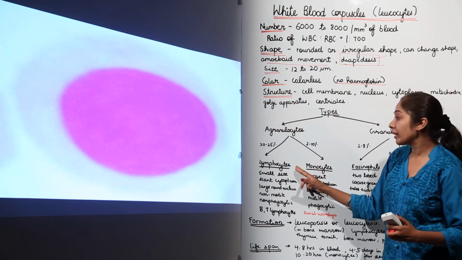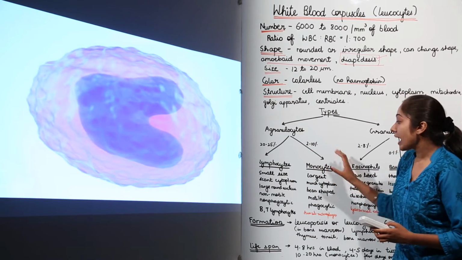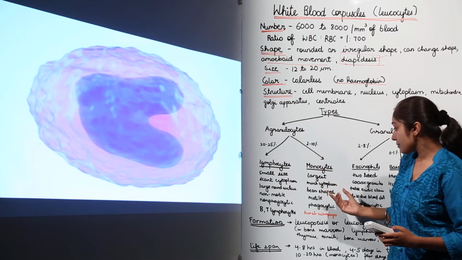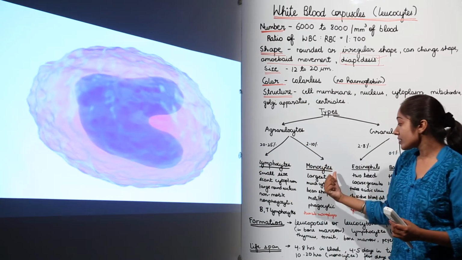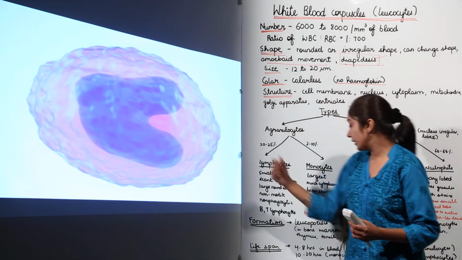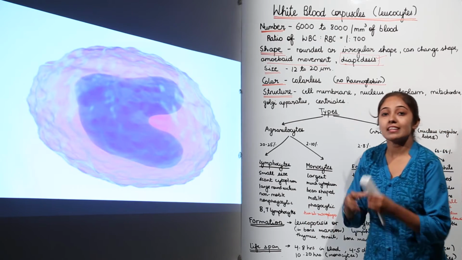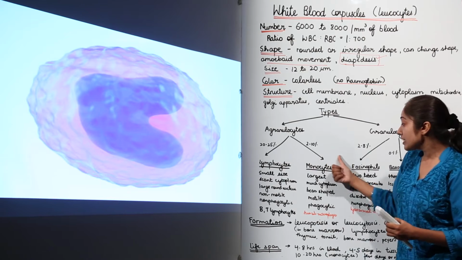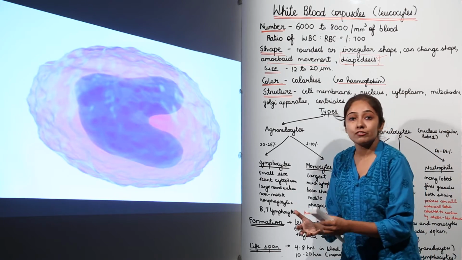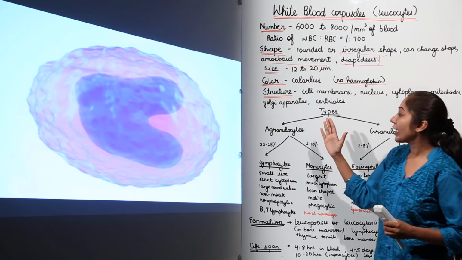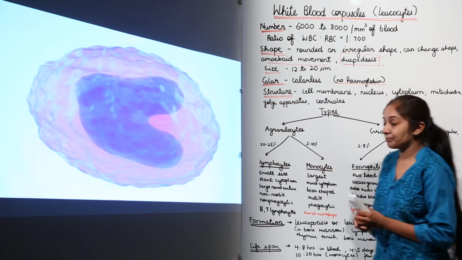If we compare lymphocytes with monocytes, look at this image of monocytes. They are larger in size, they have much cytoplasm, and the nucleus is not round, it is bean shaped. They are motile and phagocytic. They engulf bacteria and cellular debris. These monocytes turn into macrophages when they come in contact with the tissues of your body. I hope agranulocytes are clear to you: lymphocytes and monocytes.